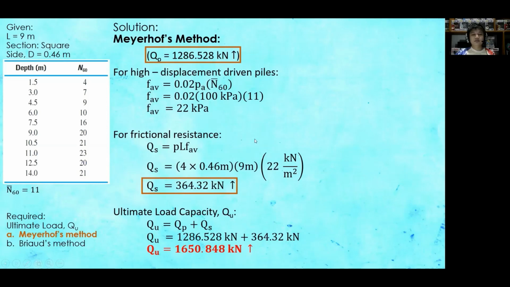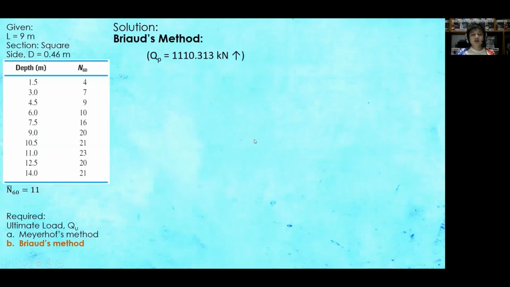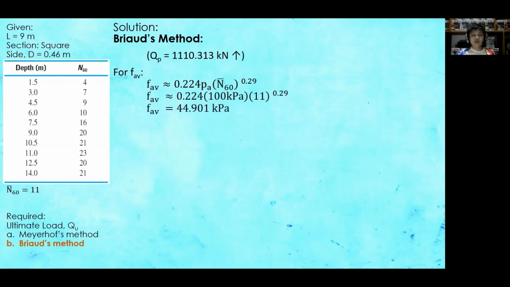kilonewtons. On the other hand, for Broad's method, Q sub P is 1110.313 kilonewtons. For f sub o, again, it is approximately equal to 0.224 times PA, which is 100 kilopascals, times N60 bar, which is 11, raised to 0.29. So for f sub o, the value is 44.901 kilopascals.